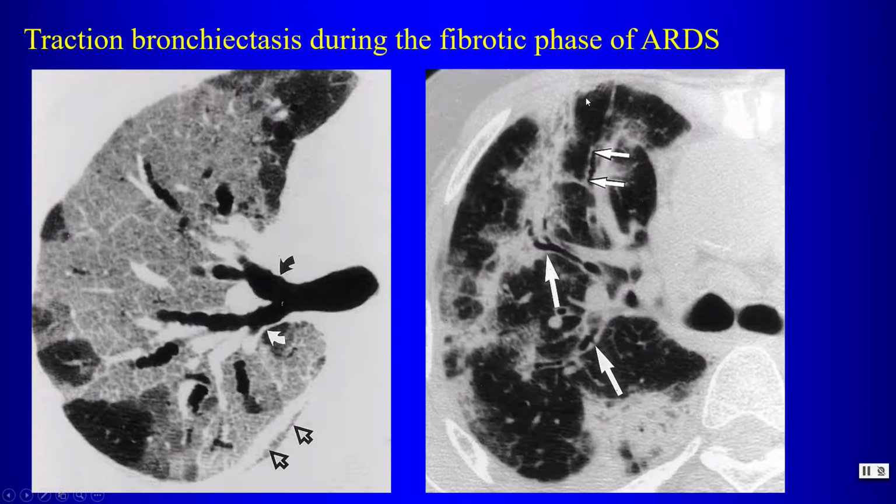And then when it progresses to the fibrotic phase, we will get traction bronchiectasis. We don't get honeycombing with ARDS. So the traction bronchiectasis here is manifested as these beaded airways here within these areas of consolidation.